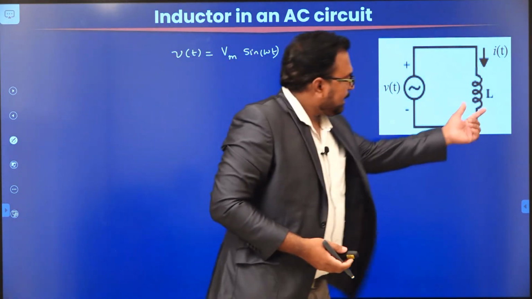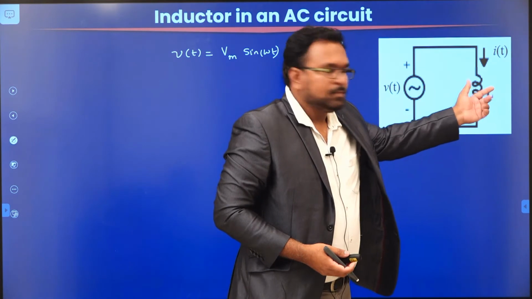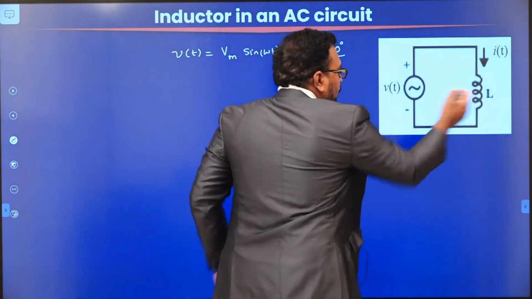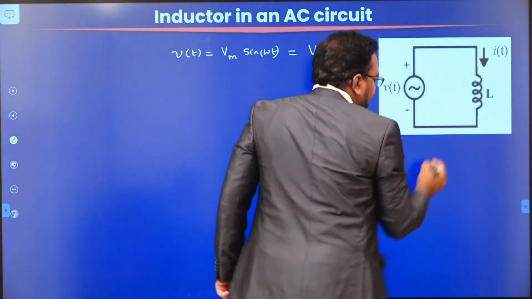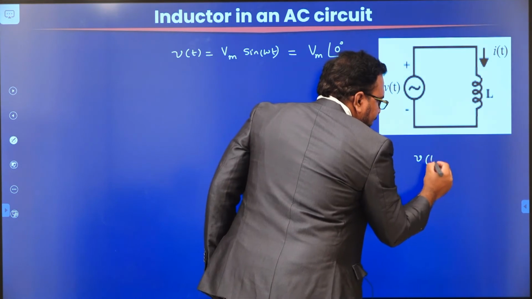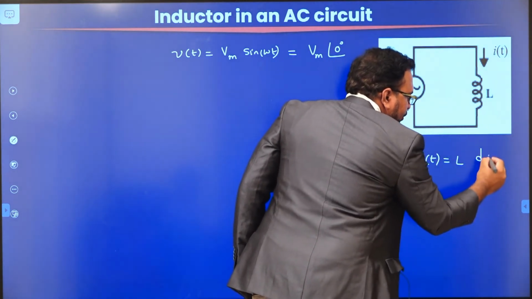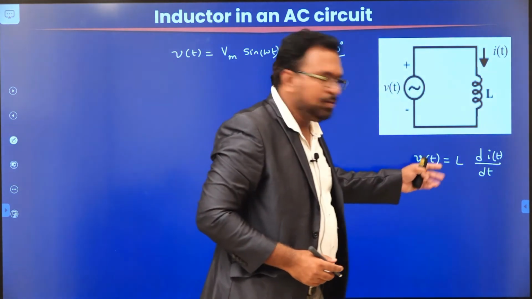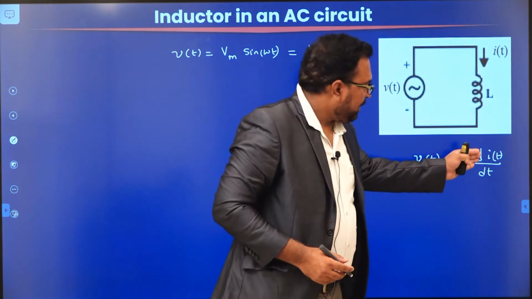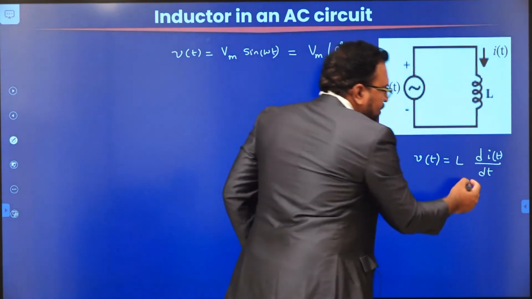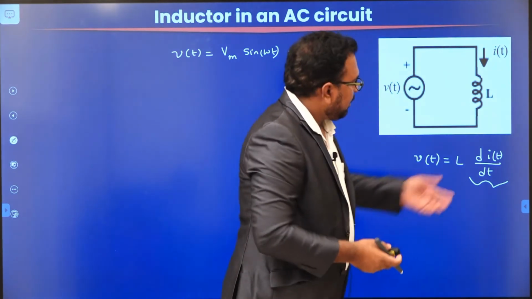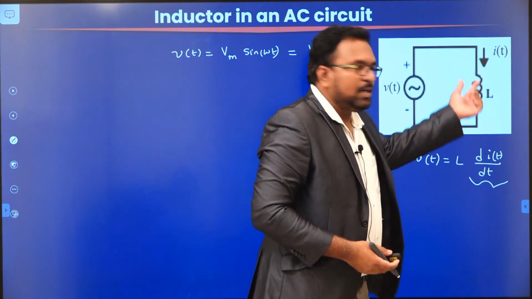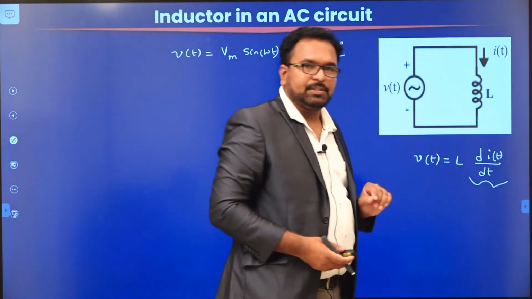You know that an inductor opposes sudden changes in current. An inductor is an energy storage element. It stores energy in the form of a magnetic field. So what is the relation between V of t, L and I of t? We already know that V of t is equal to L into di by dt. Why have we considered di by dt? Because the inductor opposes sudden changes in current. That's why we have taken the change of current with respect to time. The current varies gradually in the case of an inductor. So this is the relation.